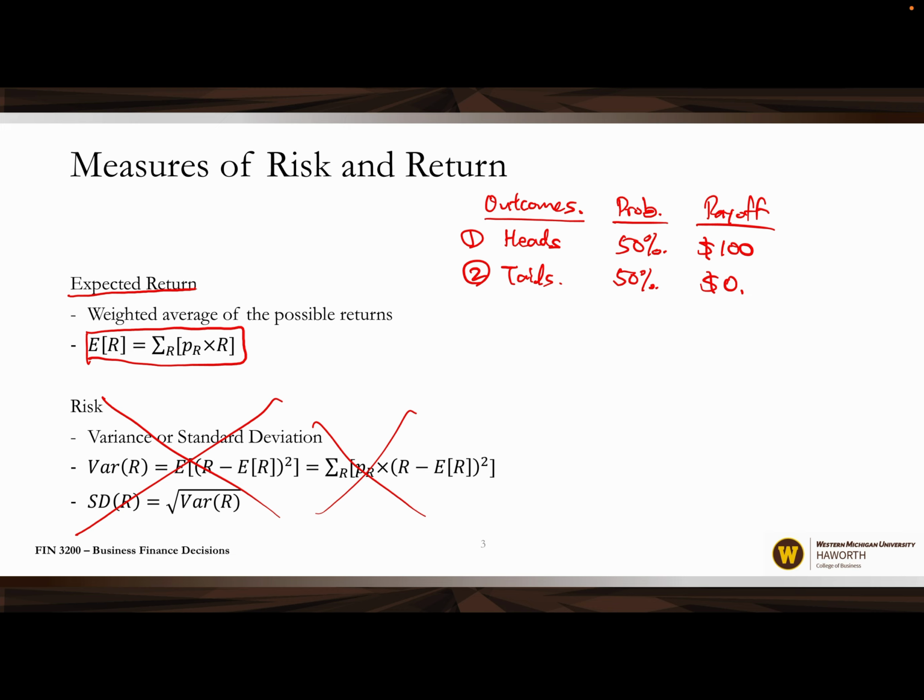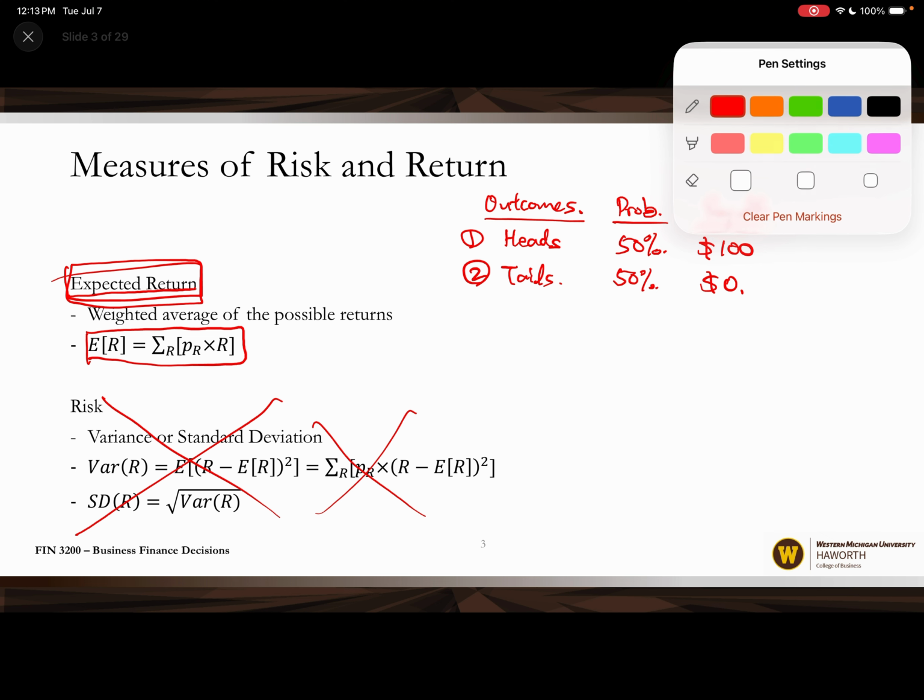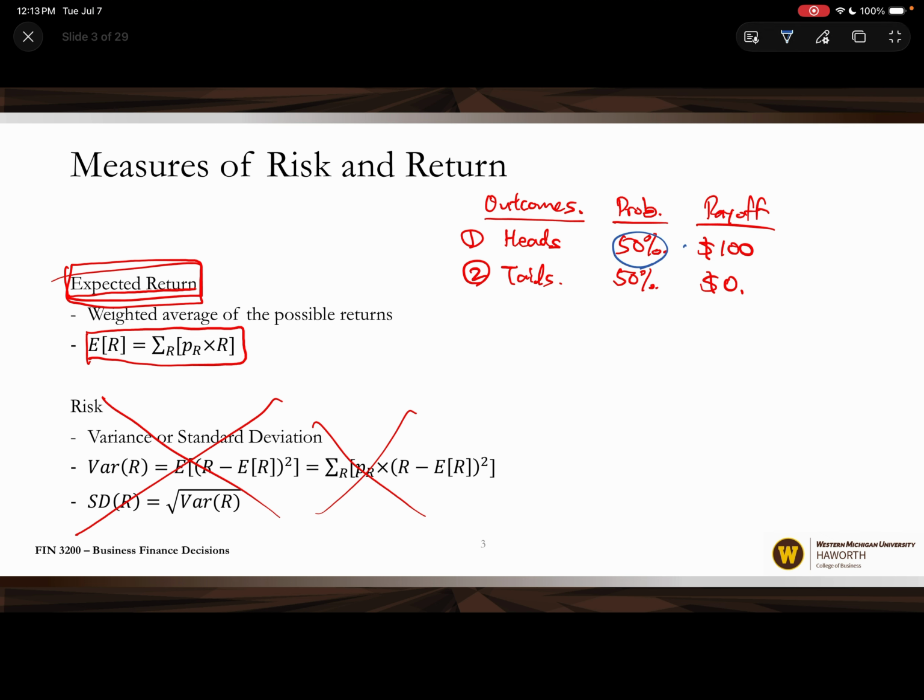Then the expected return is just the 50% times this plus 50% times this. So to be precise, this would be the expected payoff. I'm just trying to be precise here. Not expected return yet, because we haven't considered the cost of playing this game yet, right? But the concept is similar.